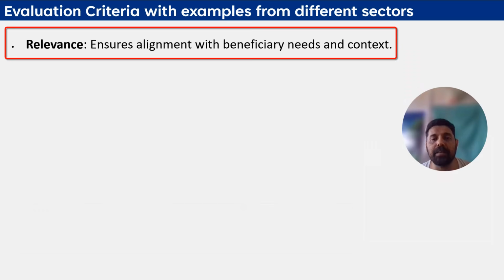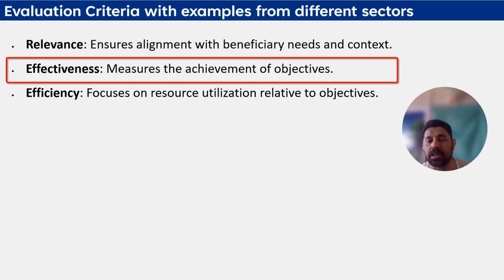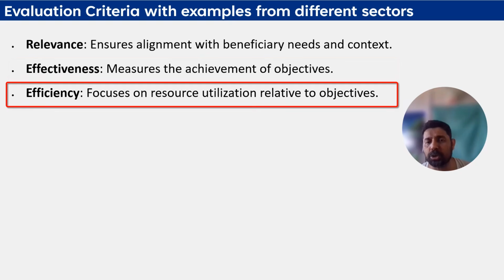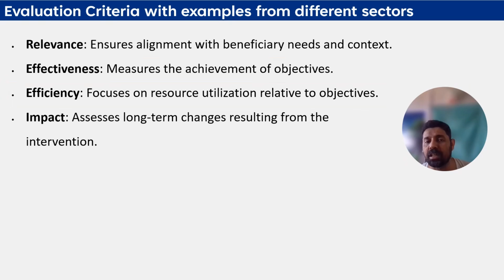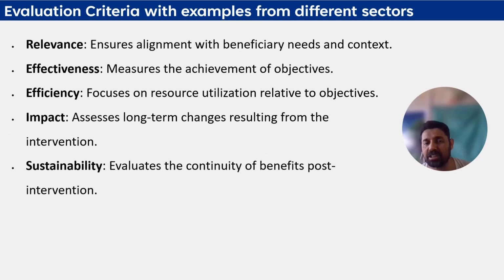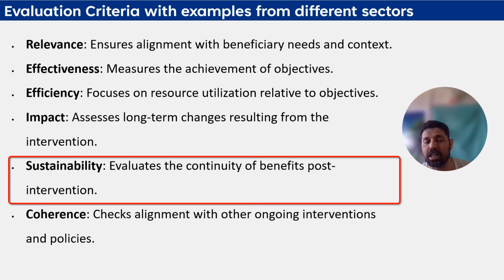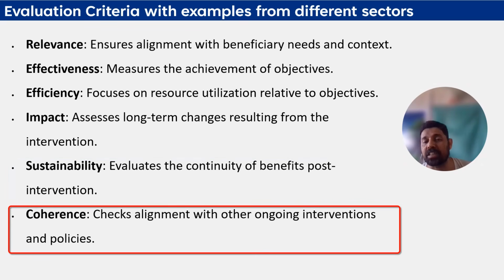Let's recap. Relevance: ensure alignment with beneficiary needs and context. Effectiveness: measure the achievements of objectives. Efficiency: focus on the resource utilization relative to objectives. Impact: assess long-term changes resulting from the intervention. Sustainability: evaluates the continuity of benefits post-intervention. And coherence: checks alignment with other ongoing interventions and policies.